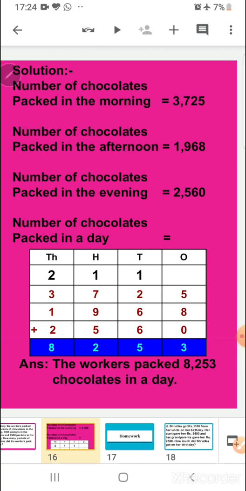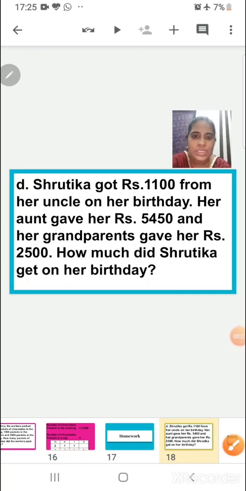After this, we have few homework sums that we have to note down. The D question is, Shrutika got rupees 1,100 from her uncle on a birthday. Her aunt gave her rupees 5,450 and her grandparents gave her rupees 2,500. How much did Shrutika get on her birthday? So children, we have to find out the total amount that Shrutika got on her birthday. You have to frame your own word problem statements and you have to solve the sum.